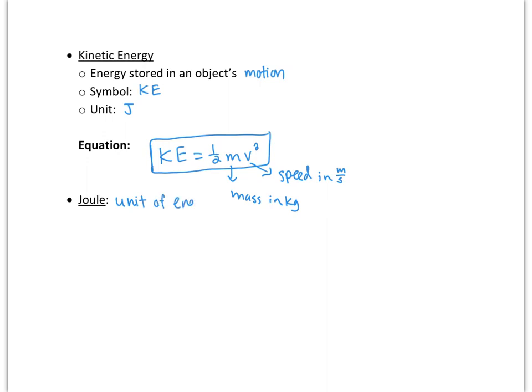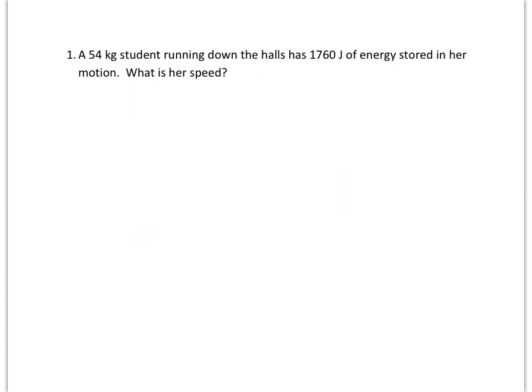So this is the unit of energy. 1 joule is equal to 1 Newton times a meter. So when you're looking at the units, especially if you're dealing with a lab, a joule can be broken apart into a Newton times a meter. And that'll be, like I said, more relevant when we do labs. So I'll do two examples, one using each of the two equations.